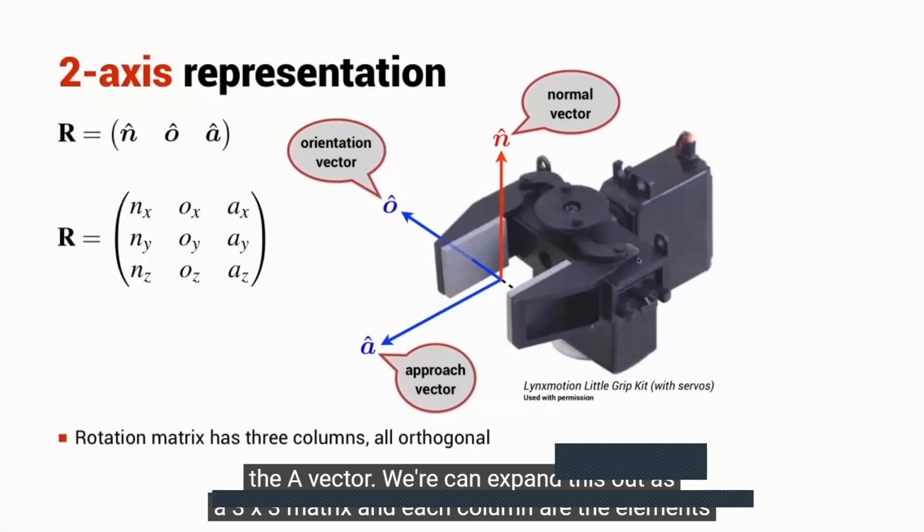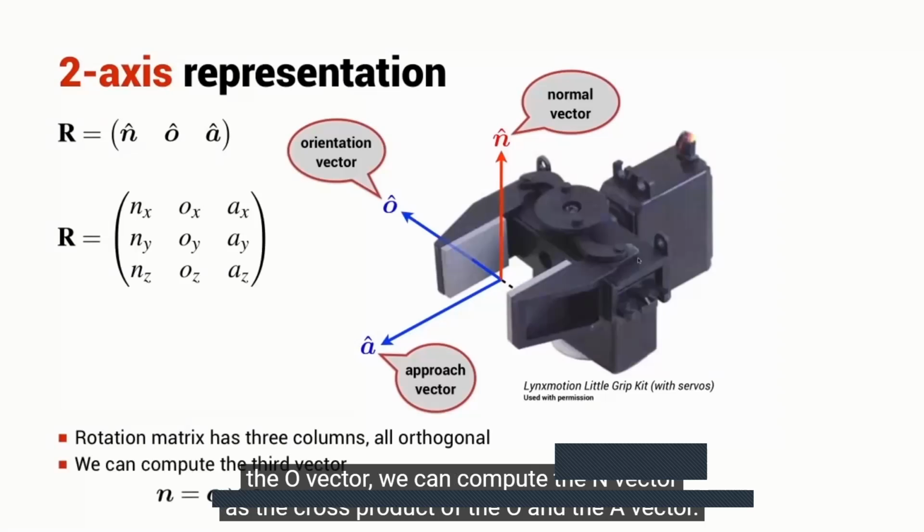We can expand this out as a 3x3 matrix, and each column are the elements of the n, o, and a vectors. All these columns must be orthogonal. So if we know the a and the o vector, we can compute the n vector as the cross product of the o and the a vector.